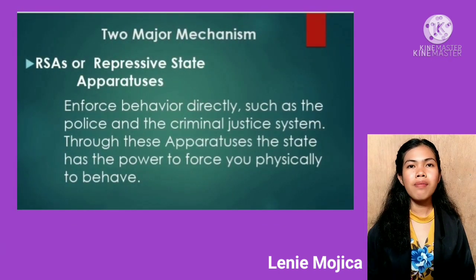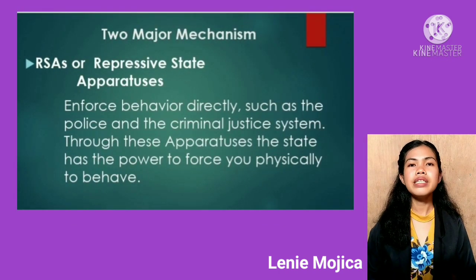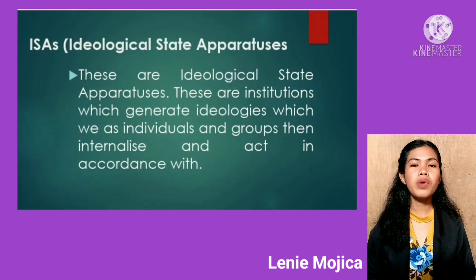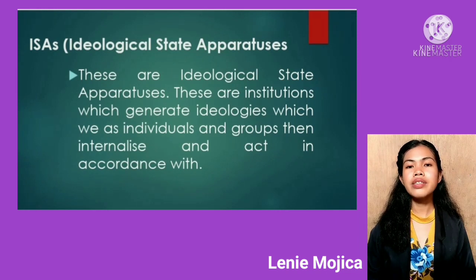These are the RSA, or repressive state apparatuses. This means enforcing behavior directly, such as the police and the criminal justice system. Through these apparatuses, the state has the power to force you physically to behave. Next, we have the ISA, or the ideological state apparatuses. These are institutions which generate ideologies which we as individuals or groups then internalize and act in accordance with. These include schools, religion, family, politics, and arts, that generate systems of ideas and values in which we individuals believe or don't believe.